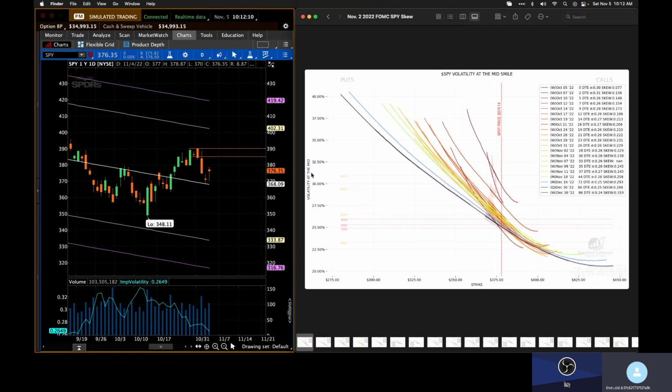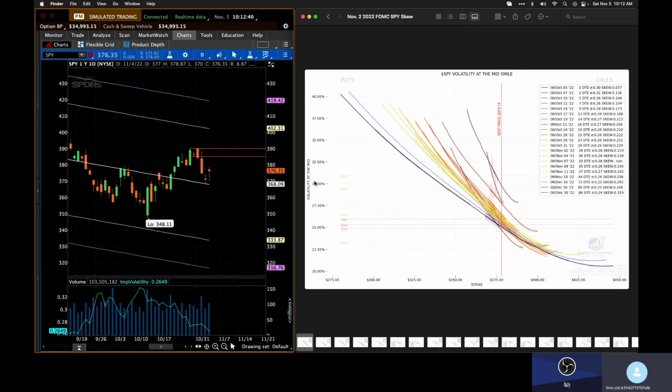So what is your general understanding of the purpose of the skew? Skew is really just a fancy way of saying we're going to take the implied volatility of every option along the chain, and then graph them all together, which is what you see here. It goes across the strike prices from 275 to 450, and these are the implied volatilities.